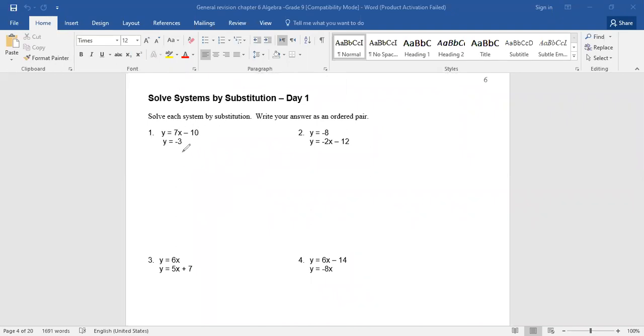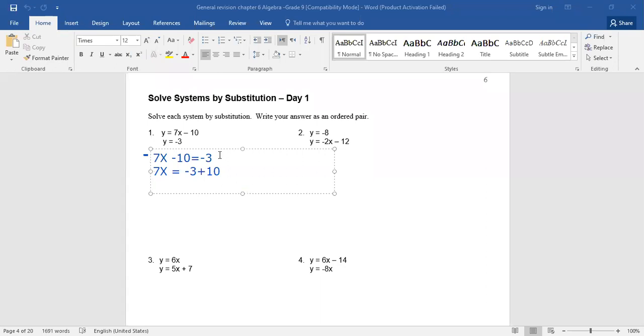Y equals 7x minus 10 and y equals negative 3. So how can we solve this question? We'll make 7x equal negative 3 plus 10. First you will substitute, which means 7x minus 10 equals negative 3, right? Then negative 7x... negative 3 plus 10. Is this negative 3 or 3? I think it's 3. No, negative 3. Okay, so it's negative 3 plus, because you will transfer it, plus 10.